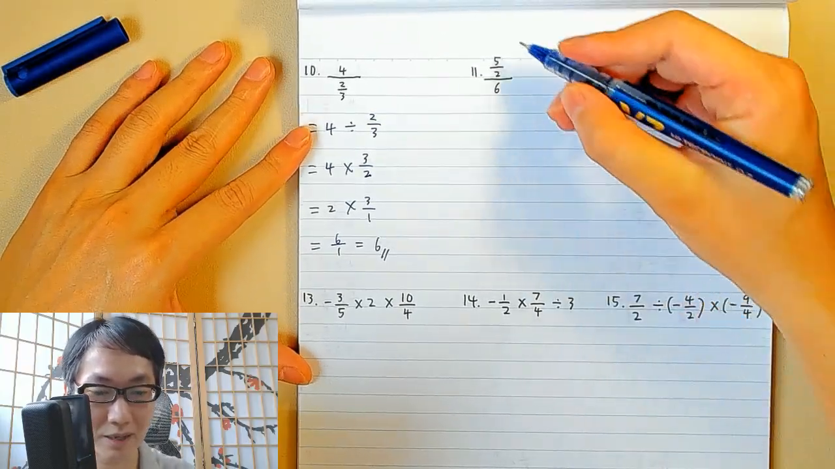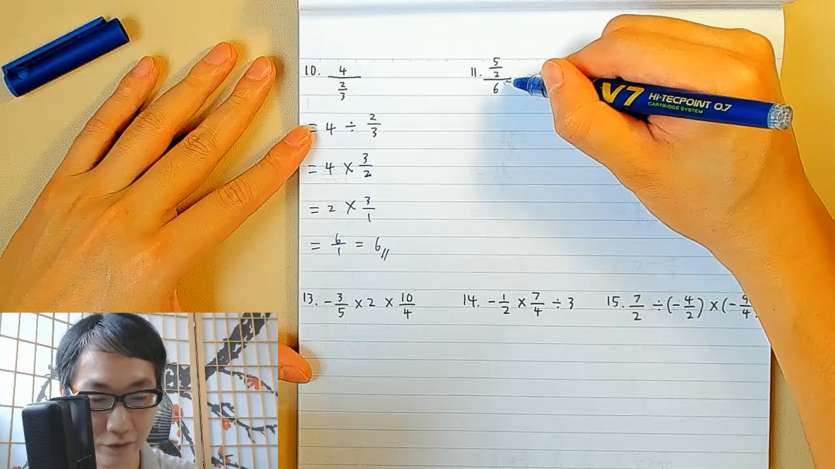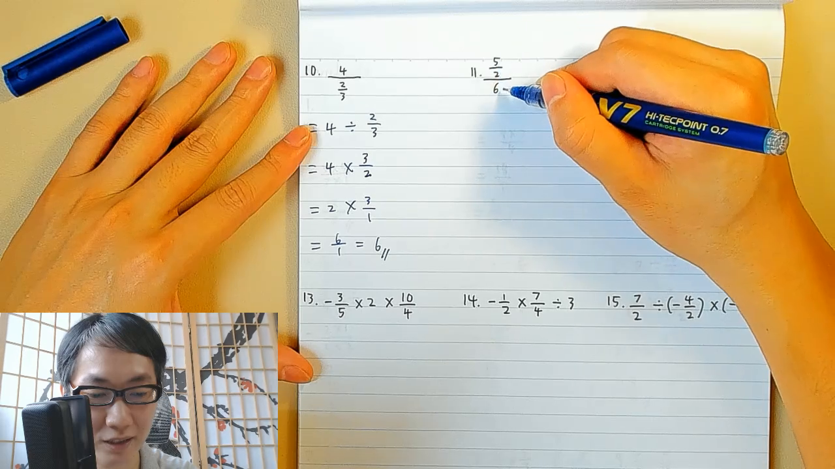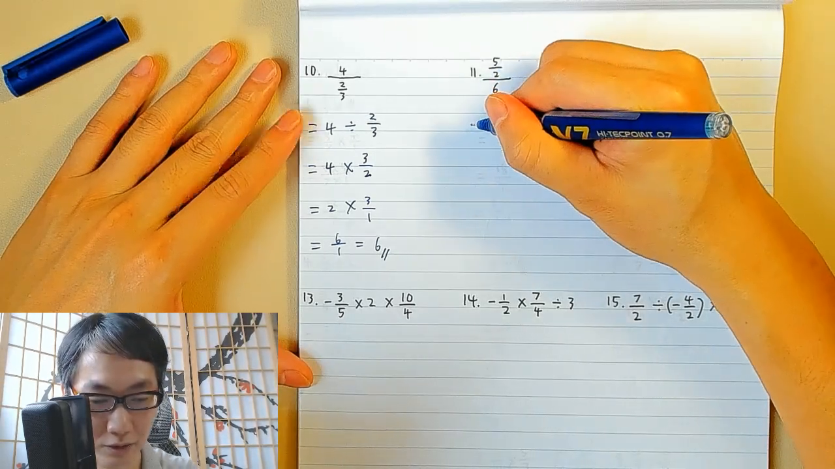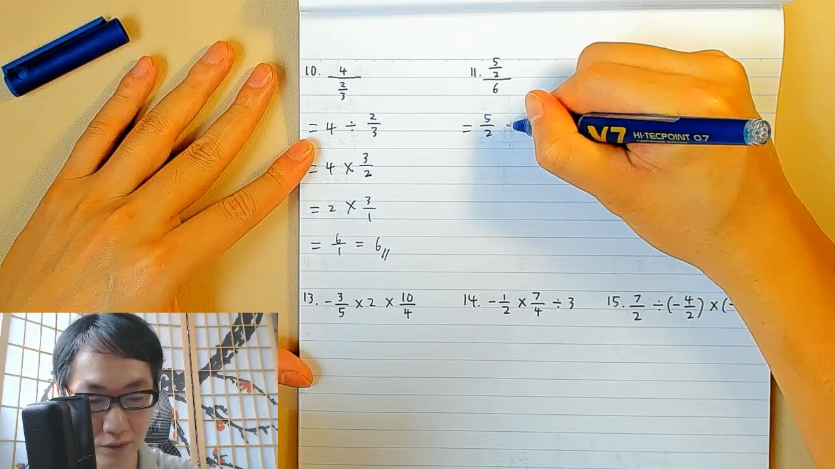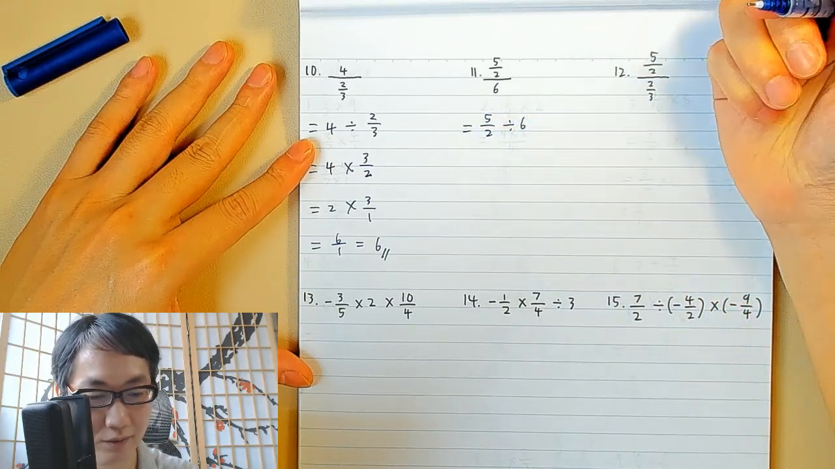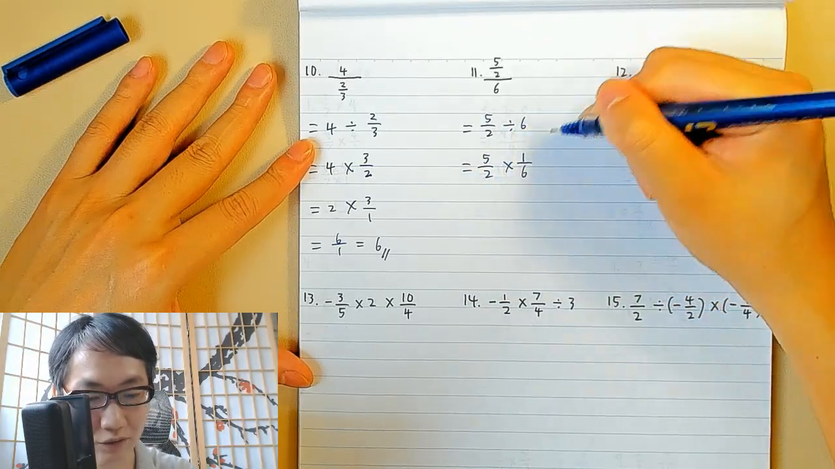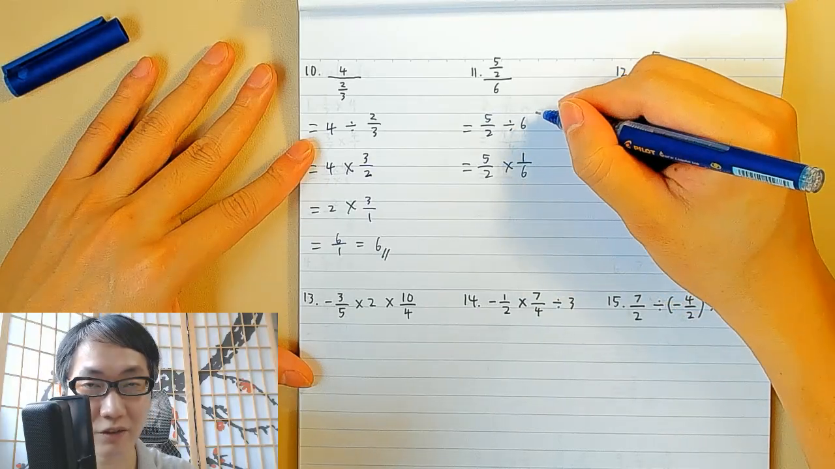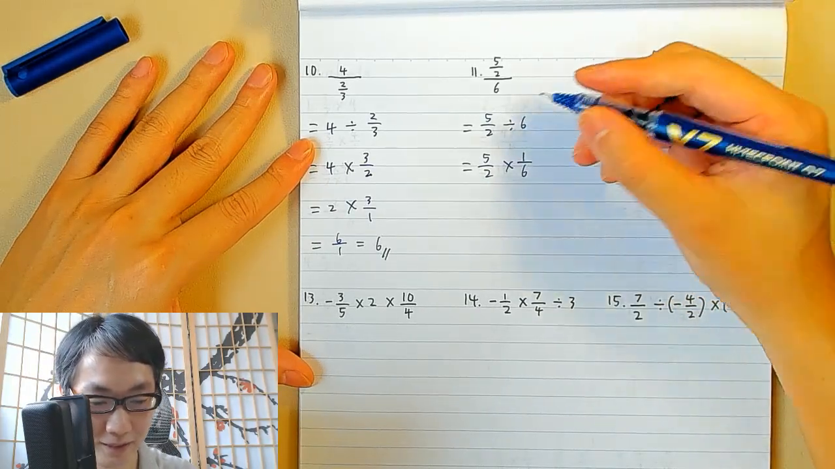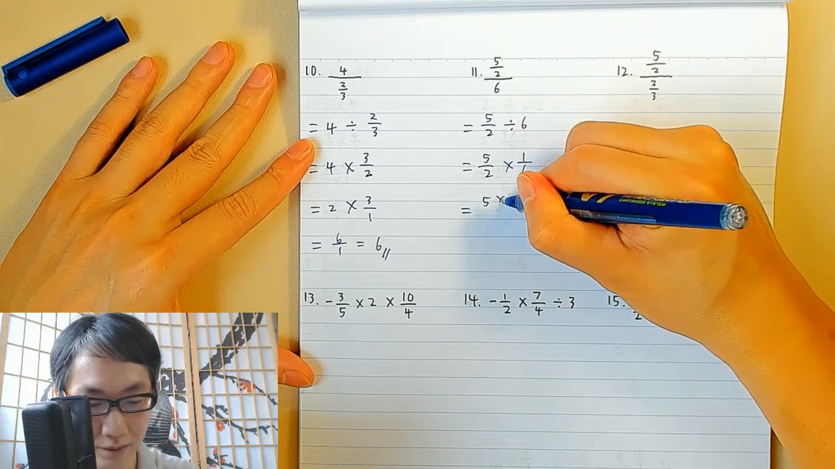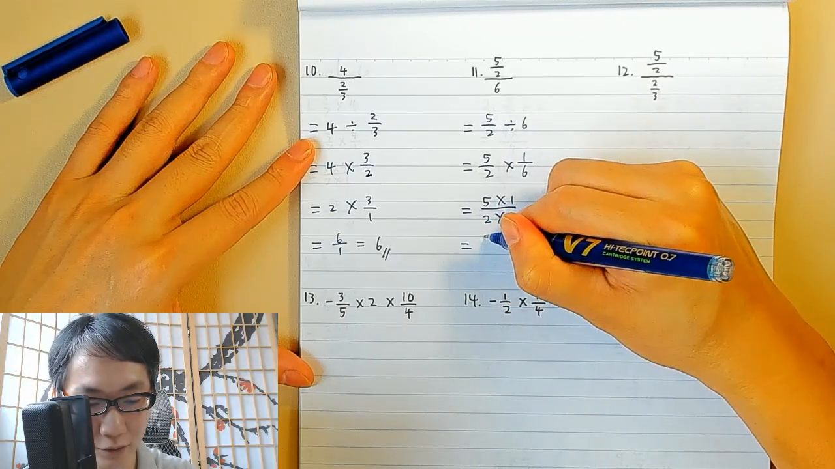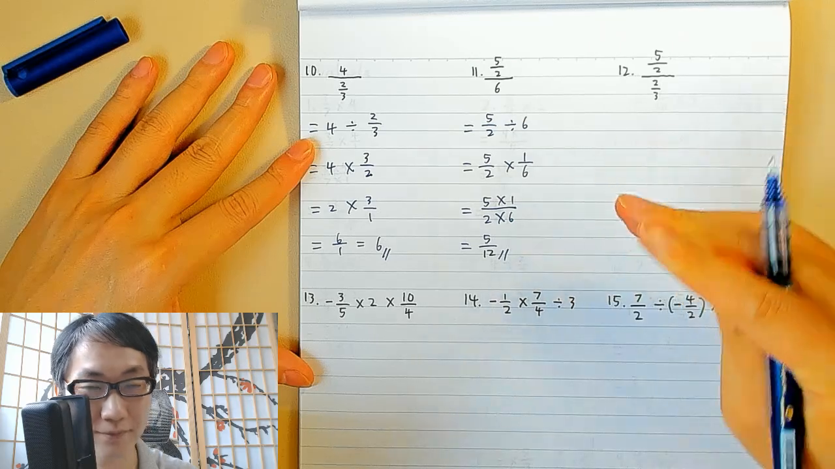Okay. Number 11. So this is the longer fraction line. This is the primary fraction. In this primary fraction, 5 over 2 is the numerator and 6 is the denominator. Okay. So we have 5 over 2 divided by 6, which means 5 over 2 is multiplied by 1 over 6. The inverse of 6 is 1 over 6, because 6 as a fraction is 6 over 1. Okay. Numerators together, denominators together. So 5 over 12.